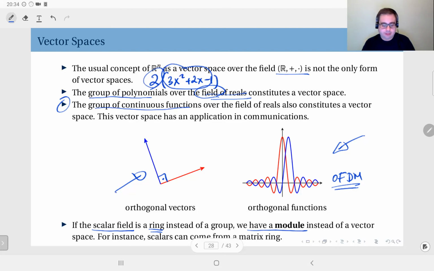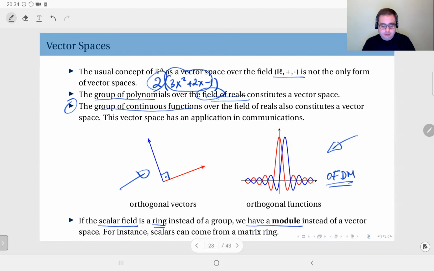For instance, in this case, an example could be scalars that come from a matrix ring. Recall that matrix multiplication is not commutative. So your vectors may be, for instance, points in R to the power n, but your scalars, let's say, come from the ring of matrices. In this case, the order in which you multiply or scale your vectors is going to be significant.